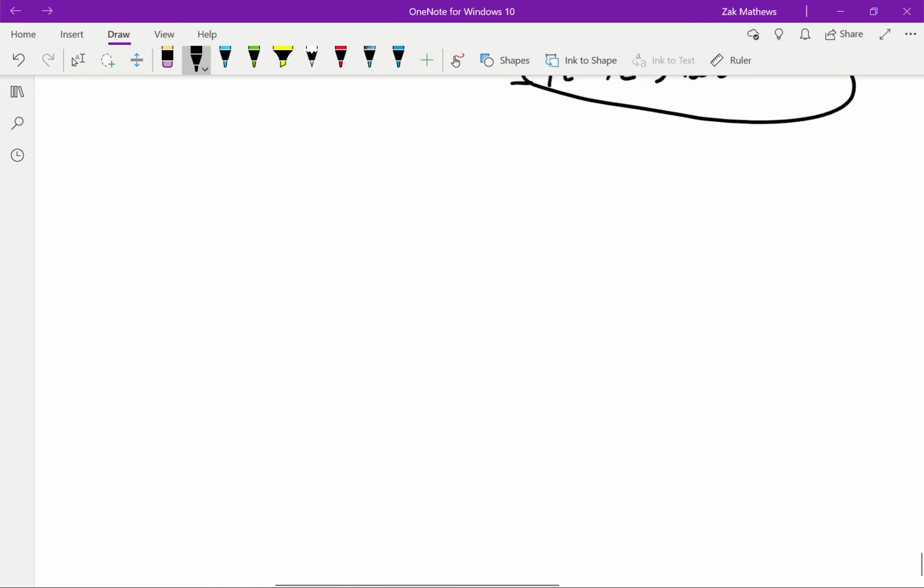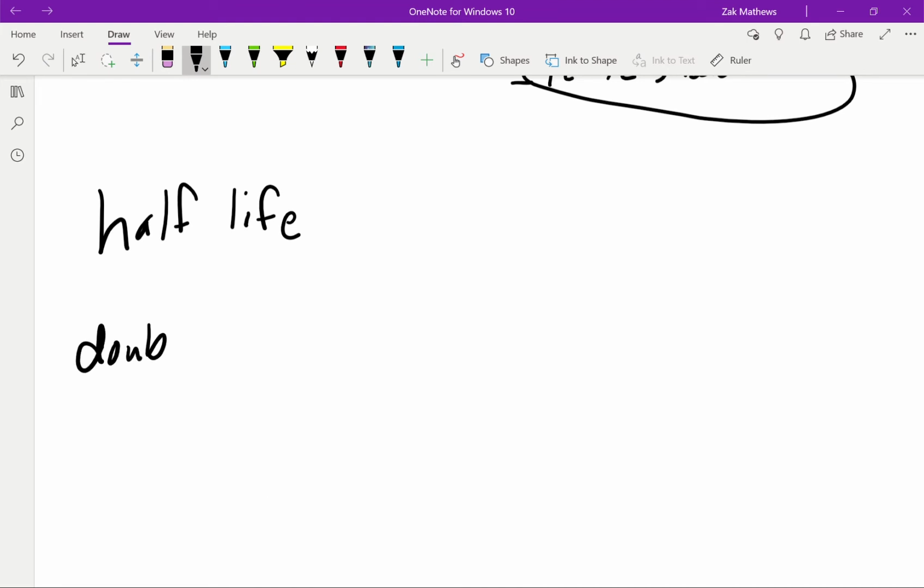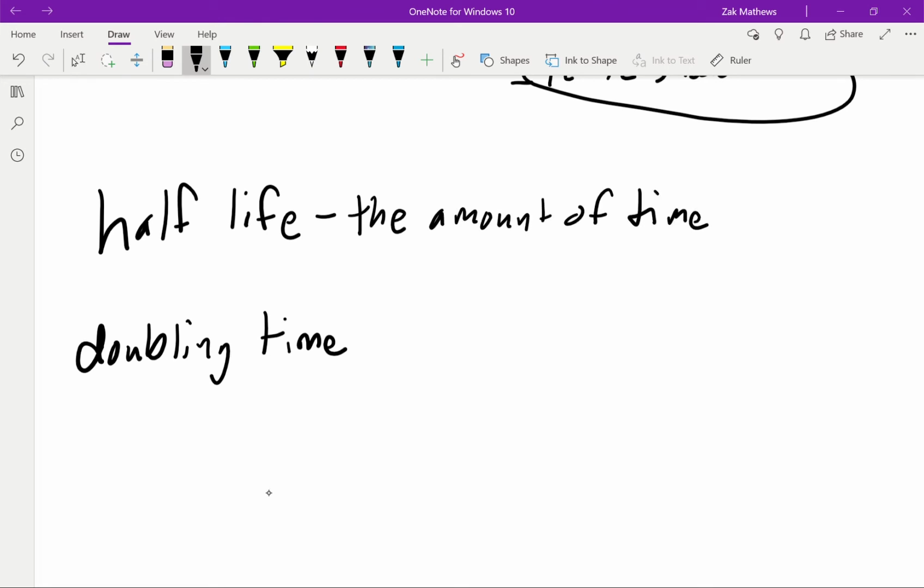Let's move on to a couple other terms. Those are half-life and doubling time. Now, these seem like they should be pretty easy definitions, and I think they are, but I'm going to bother to define them because I always see some careless mistakes, especially with half-life. So the half-life is the amount of time for the population to reach half of its initial.